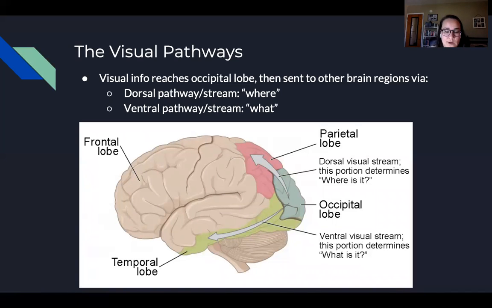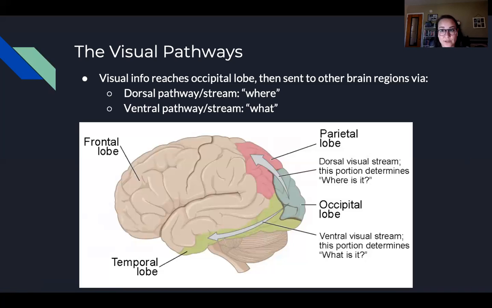One is called the dorsal pathway. Just to orient ourselves anatomically, dorsal, you can think of like a dorsal fin, right? That's going to be sticking up at the top. And so the dorsal path is going to go up and over the top portion of the brain. And it heads towards the parietal lobe. And the dorsal pathway is also called the where pathway.